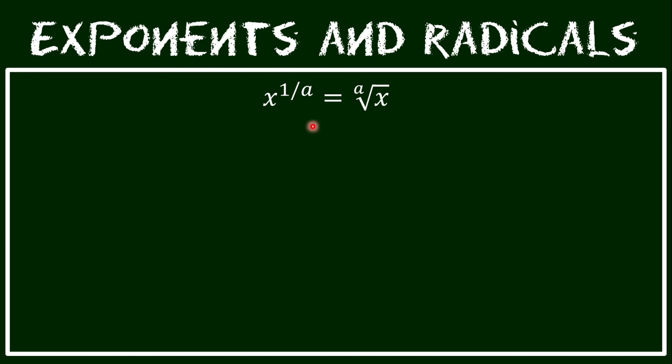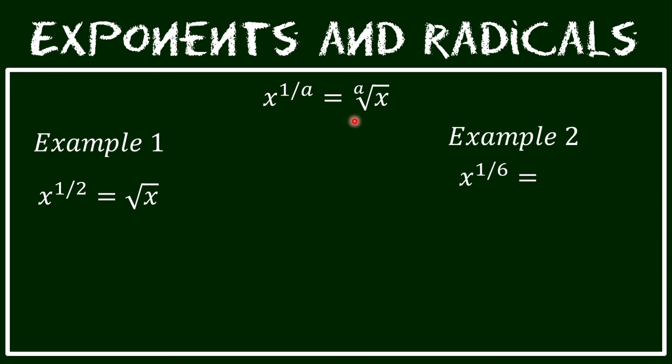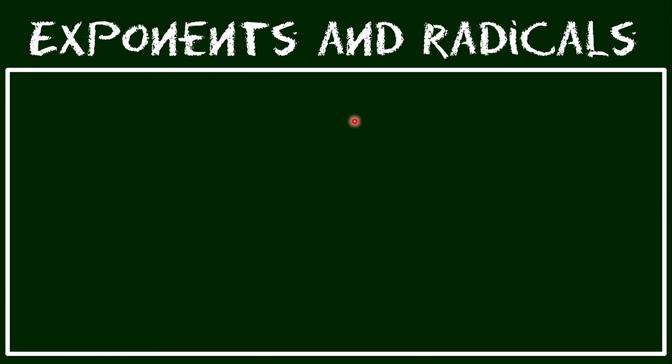For this, we have a fraction wherein our denominator is the fraction exponent, so our denominator is a. So if we are going to get its radical form, we have the a-th root of x. For example number 1, we have x raised to 1/2, and that will just be equal to square root of x. For example number 2, x raised to 1/6, so that will be the 6th root of x.